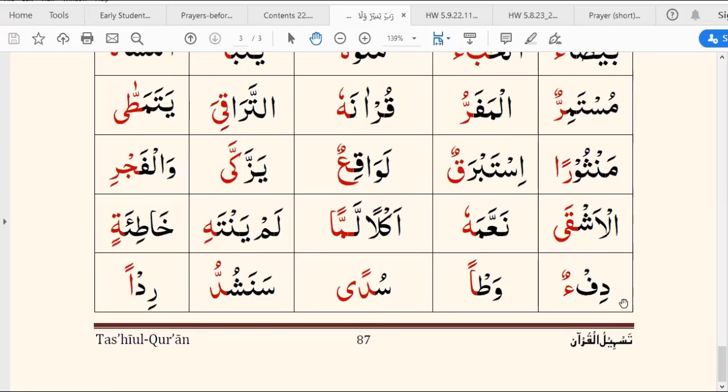And let's go to this last one here. Again, we have a Dhammatain or a Dhamma tanween at the end. How would you read this with no change? Tif'un. Yes. And now with the Waqf, how would you read it? Tif'u.